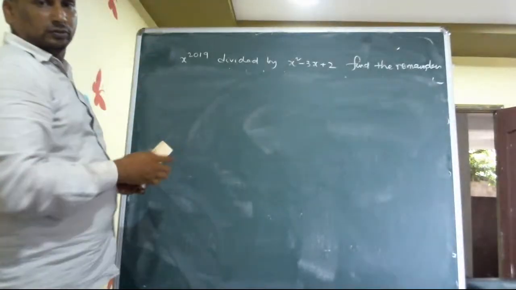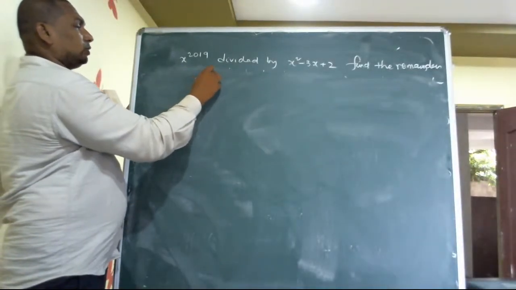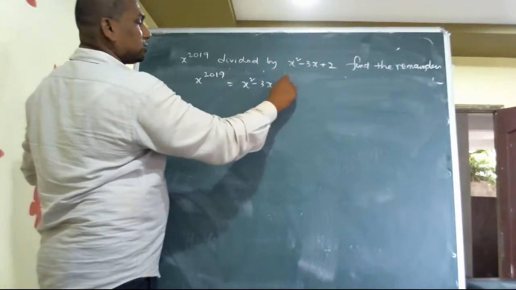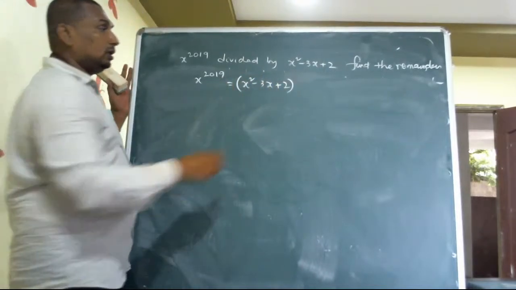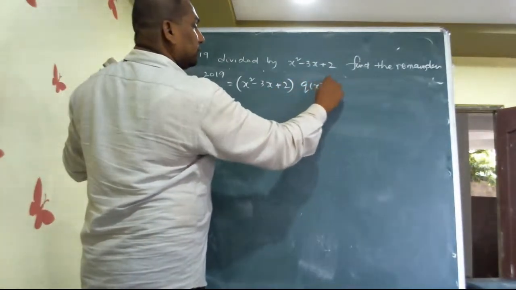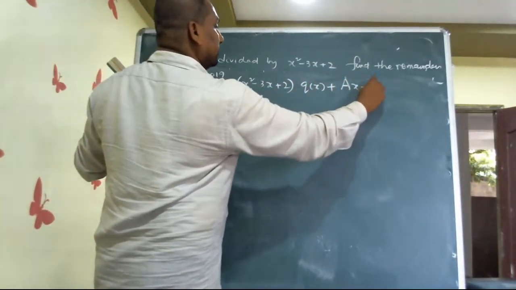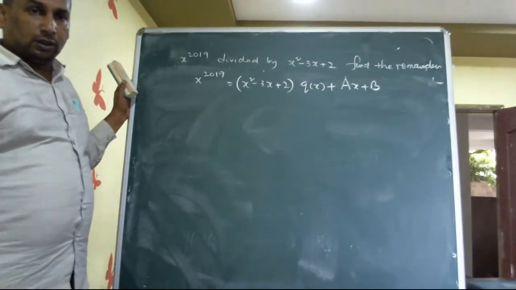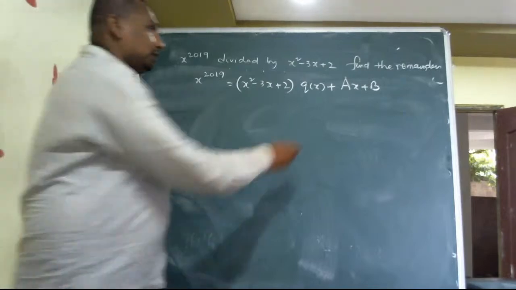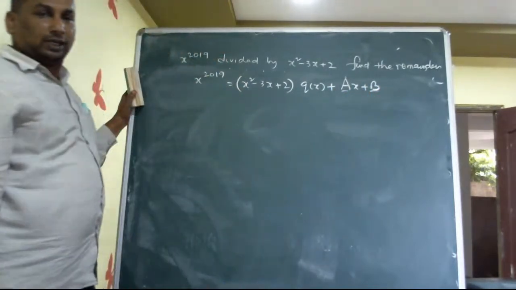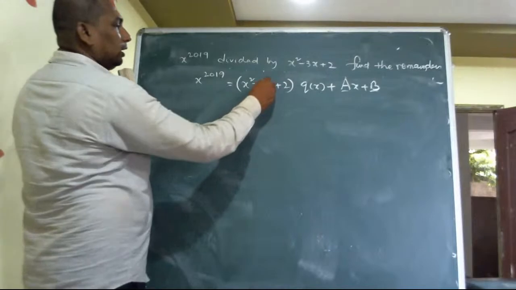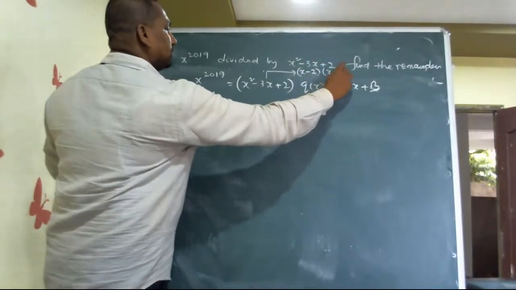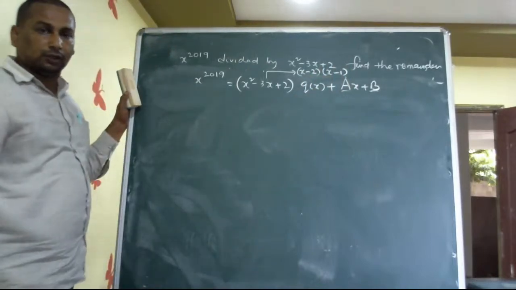Now, x power 2019 divided by x square minus 3x plus 2, by taking the division algorithm, is quotient q of x plus remainder ax plus b, which we have to find. That is in the form of a linear expression. We don't know the a and b values, we just have to find them. If you factorize it, it is (x minus 2) times (x minus 1). You know the factorization.